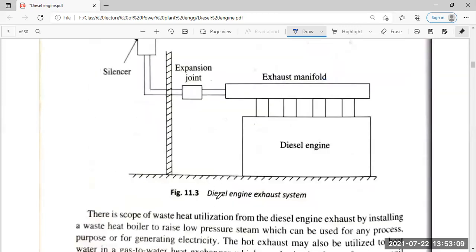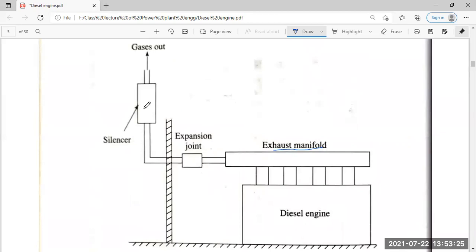So what we have here is a diesel engine, and its outlet is the exhaust manifold, which means there is a chamber. The exhaust manifold is nothing but a chamber where all the exhaust from the engine accumulates and then goes to the expansion joint, and this goes to the silencer and then out. The silencer expands the fluid to a considerable extent because it's under high pressure due to the high compression ratio inside the cylinder. It releases the compression to a considerable extent so that the noise is reduced, and then the gases go out from it.